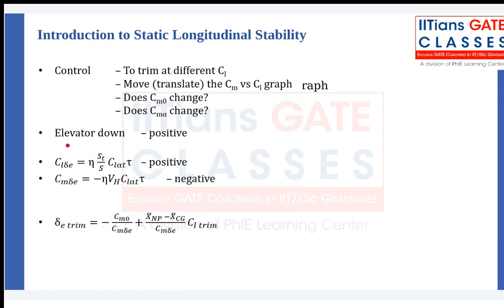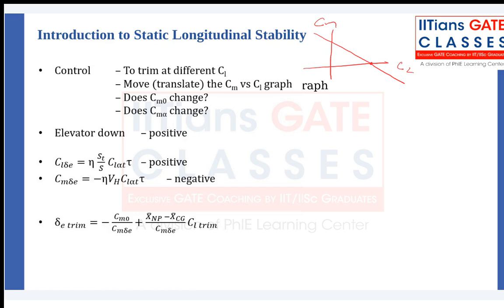Yeah, so control, we're just introducing the concept of control. What does control do? It is trimming the aircraft at different CLs. What does that mean? As of now, you're trimming the aircraft at a given CL. So you have CM versus CL, and your graph is something like this. So this aircraft is getting trimmed at this CL. Now suppose you reduce the CL trim.